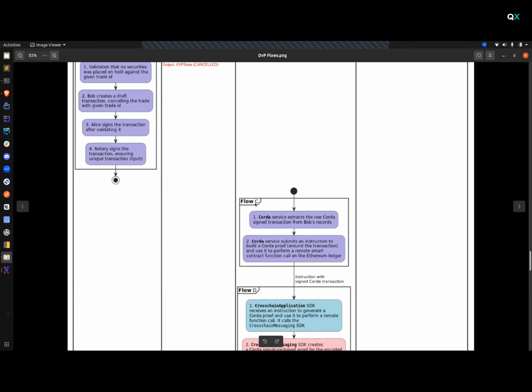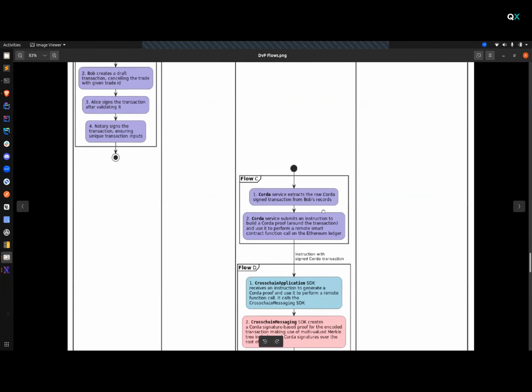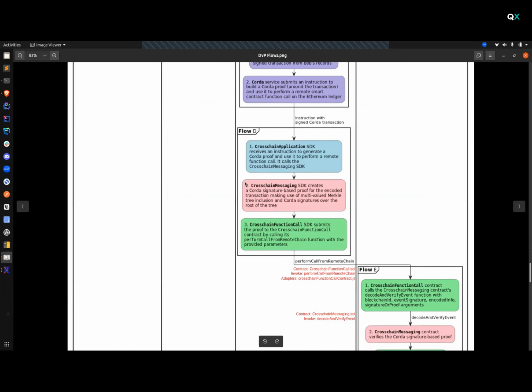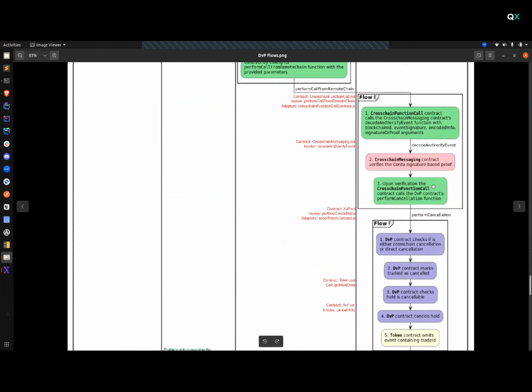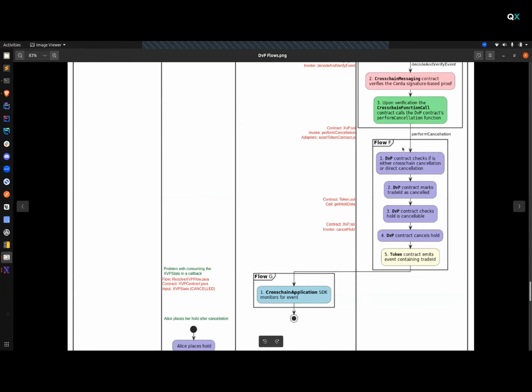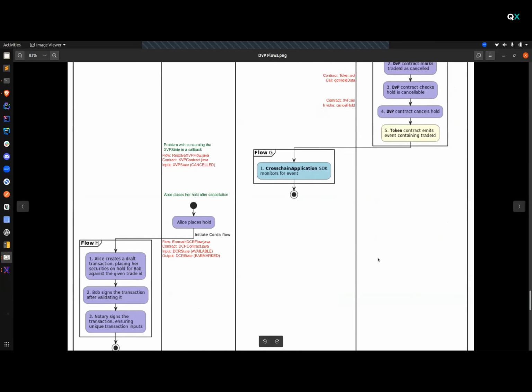Sorry, if we go down. It will now be used to prove to the Ethereum ledger that we have cancelled. We will build a Corda proof from this raw signed Corda transaction presented to the Ethereum side. It will be validated, and after verification, the enclosed instruction will be executed, which is perform cancellation on the Ethereum side, which then marks the trade as cancelled and cancels the hold.